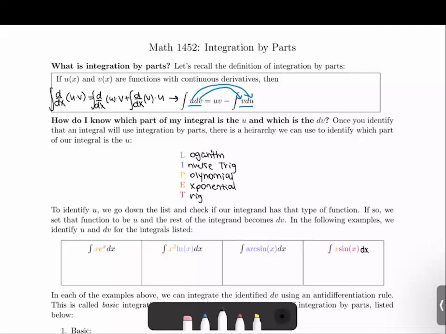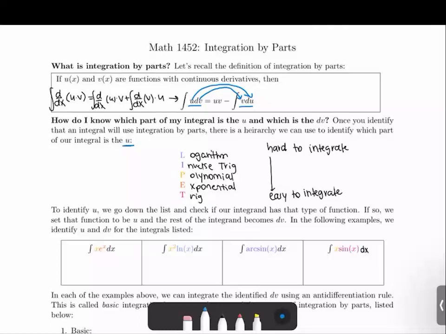So these go in order, where the top ones are hard to integrate, and as we go down, these are easy to integrate. Because remember, our dv needs to be integrated to transform into v. So the things that are hard to integrate, we're going to put as our u. So these five letters are going to correspond with what we say our value is for u.